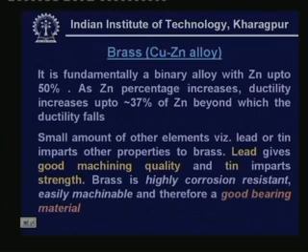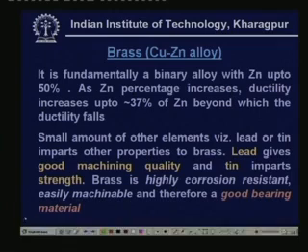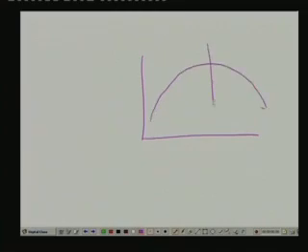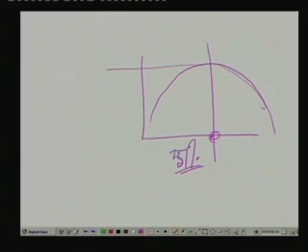That means you are having some sort of this, if I plot it like this. Okay. So, that means if we are having the ductility and zinc composition, it is something like this. So, the optimum value of zinc is something around 37%, beyond which the ductility increases and then it falls. So, that is the composition of the zinc, around 37%, for an optimum value.